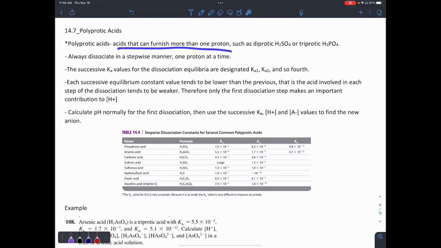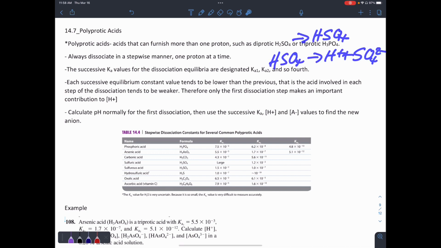Acids can furnish more than one proton if they are polyprotic, diprotic, or triprotic. Here are some examples. But they always dissociate in a stepwise manner. So that means one proton at a time. So this will happen in two separate chemical reactions. And successive K values can be given for the dissociation of the various hydrogens.